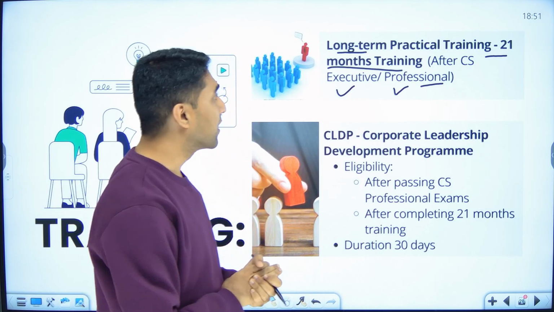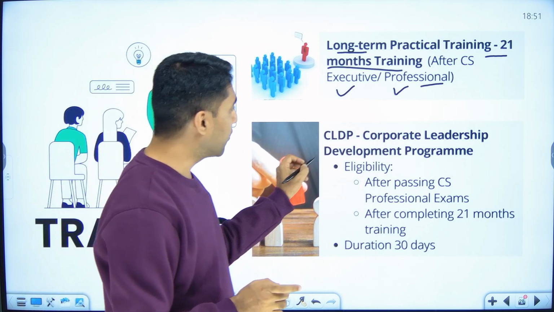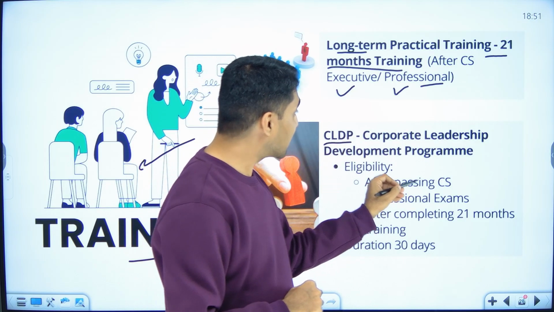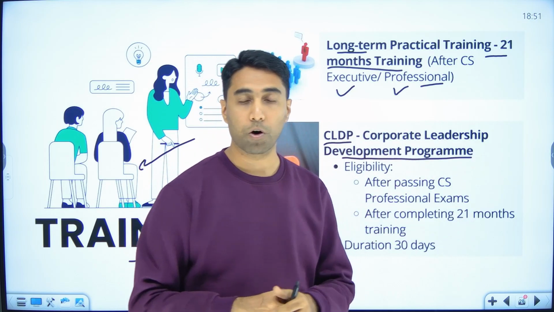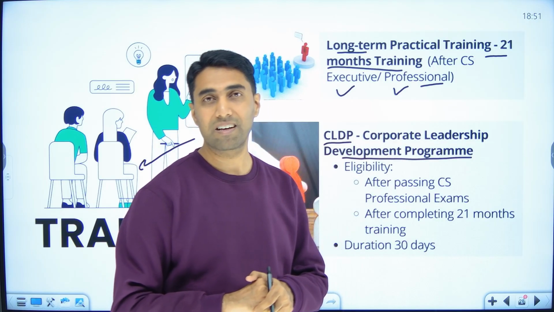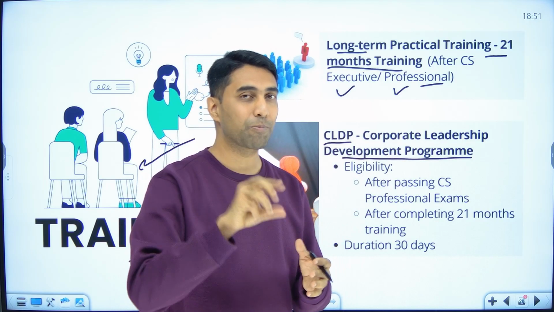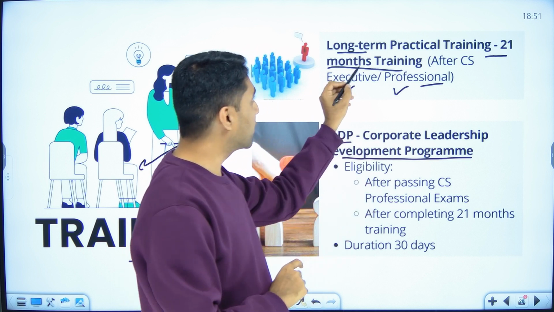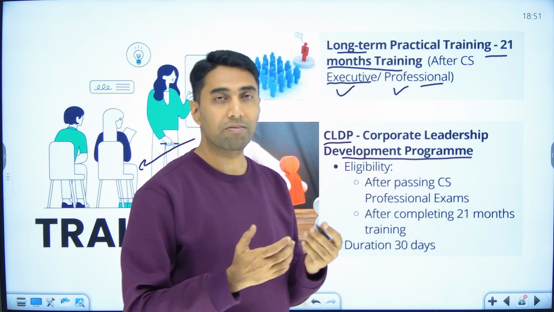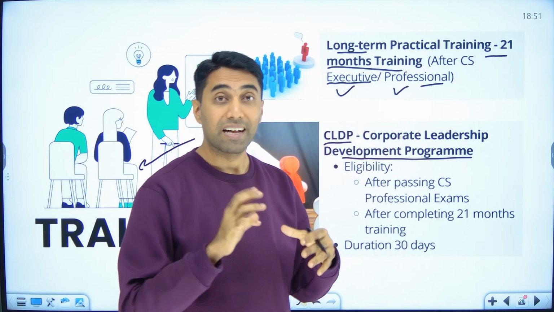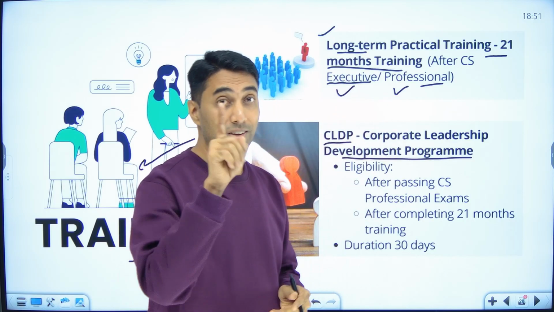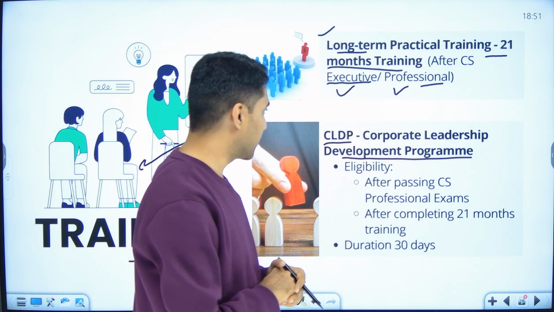So you should consider it like that. Then you have something called a CLDP, Corporate Leadership Development Program. This is like how you have the 1-day orientation program, 3-day orientation program, executive development program. After the CS executive, you have the executive development program, which you have to complete. Then you can go for the long-term practical training.